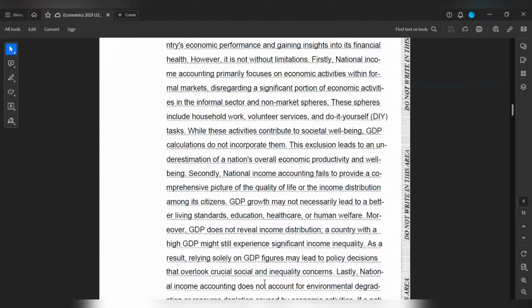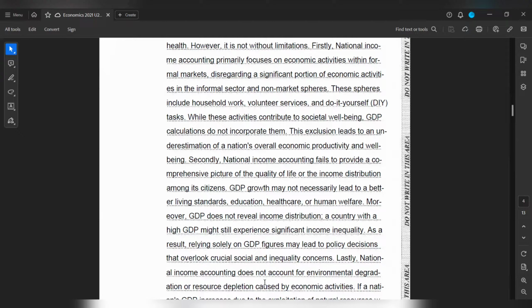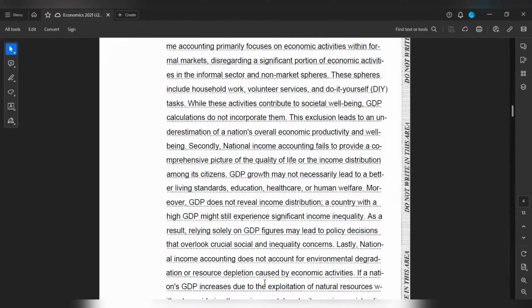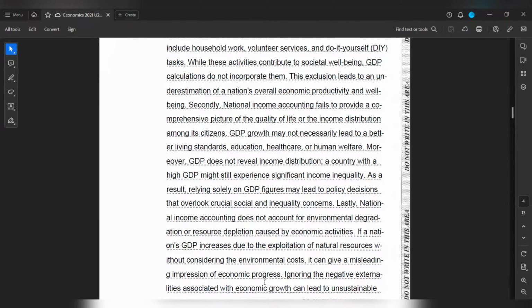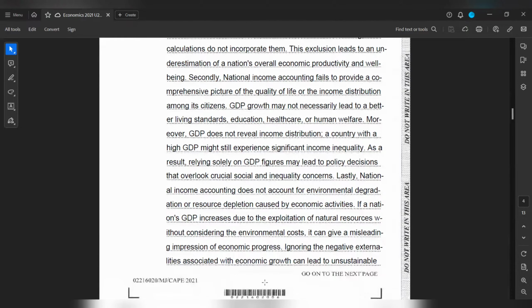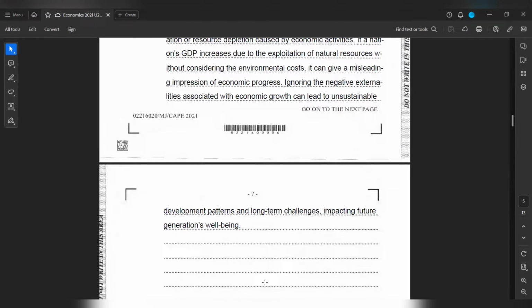Lastly, national income accounting does not account for environmental degradation or resource depletion caused by economic activities. If a nation's GDP increases due to the exploitation of natural resources without considering the environmental costs, it could give a misleading impression of economic progress. Ignoring the negative externalities associated with economic growth can lead to unsustainable development patterns and long-term challenges impacting future generations' well-being.